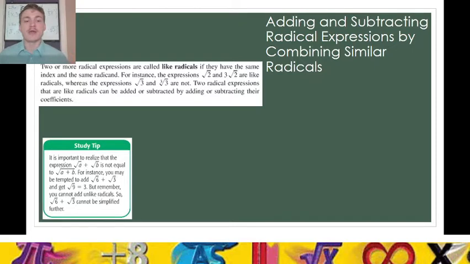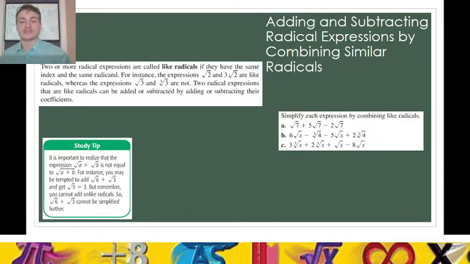So for example, you may be tempted to add the square root of 6 plus the square root of 3 and get the square root of 9, but remember you cannot add unlike radicals. So the square root of 6 plus the square root of 3 are unlike radicals and they cannot be combined any further. You would leave it simply as such.